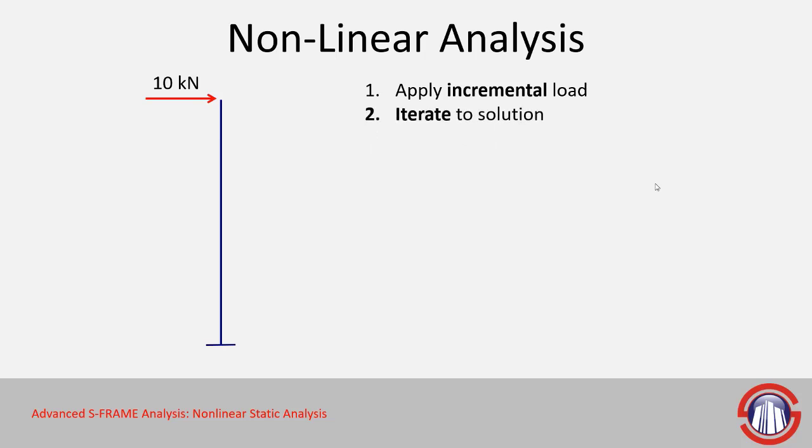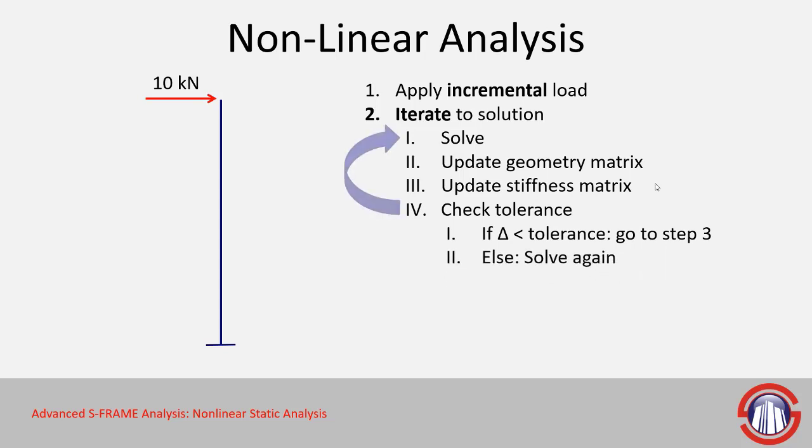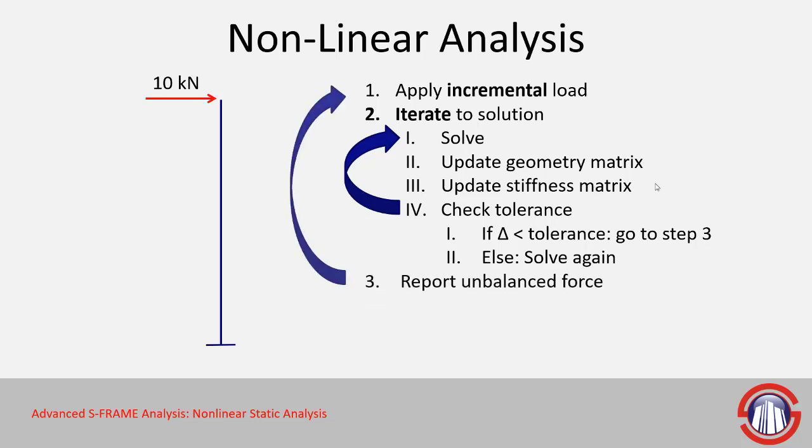Then we're going to do an iteration until we find a solution. So we're going to solve. We're going to update the geometry matrix, which is something that we don't do in a p-delta analysis. Then we're going to update the stiffness matrix. And we're going to check that the tolerance is within our user-specified guidelines. If it's not, we're going to go back to the previous step. And if it is within our tolerance, then we can go to the next step, which is step number 3, where we report the unbalanced force, and we go back and apply the second incremental load. And we keep doing this process until we've gone through all our load increments.